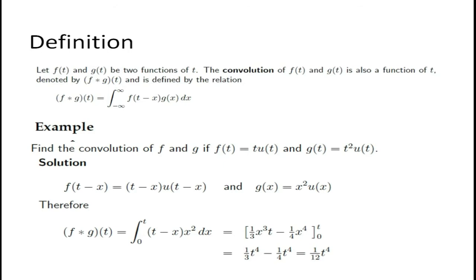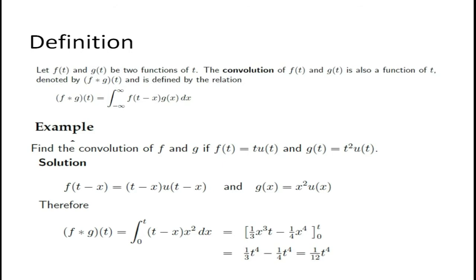We find the convolution if the function f is f(t) equal to t times u(t) and g(t) equal to t squared u(t). So here we have to find f(t minus x) first. f(t) equals t times u(t). So what will be f(t minus x)? We replace t with t minus x. So it becomes (t minus x) times u(t minus x), and g(t) equals t squared times u(t), so g(x) will be x squared times u(x).